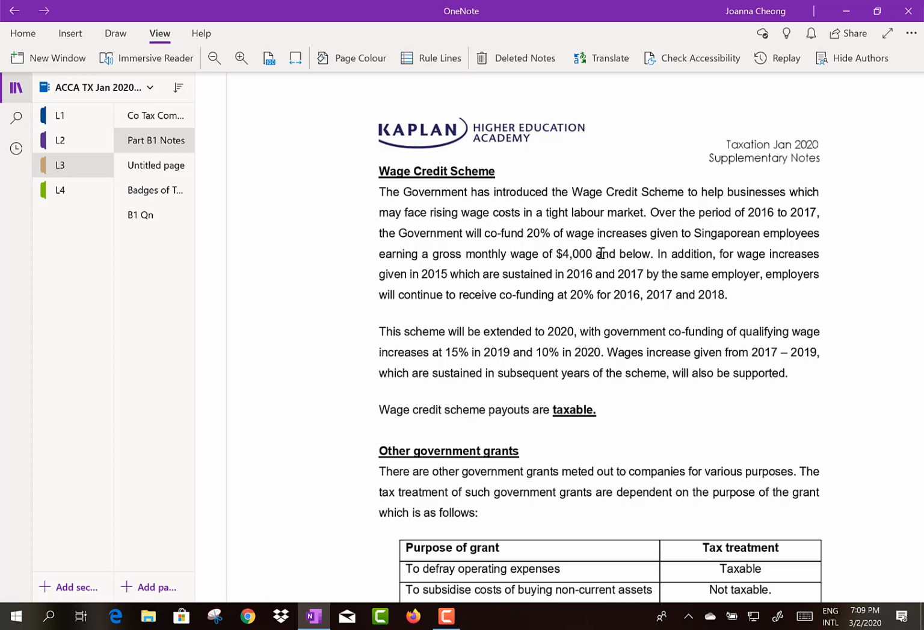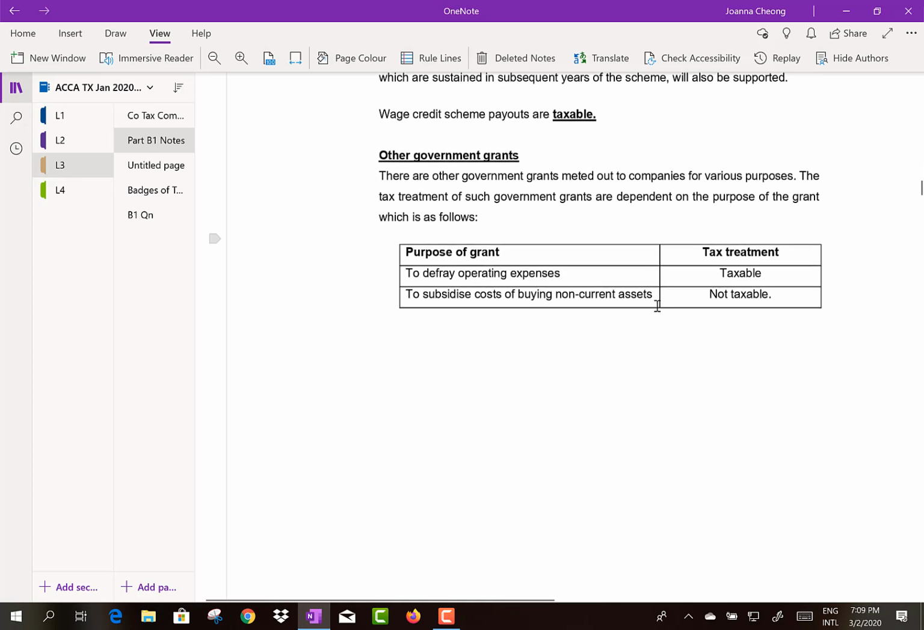So all in all, we just need to go back to the basics and ask ourselves what the purchase is for. Is the purchase for a revenue in nature item? If yes, then the grant will be taxable. If it's for the purchase of a capital in nature item, then it's not taxable. So this actually summarizes the table here.